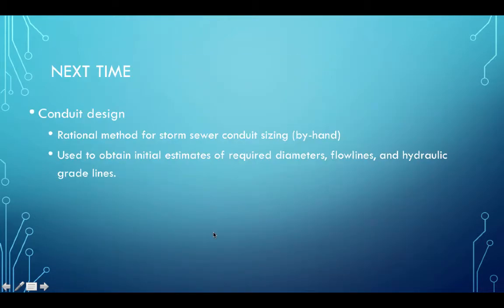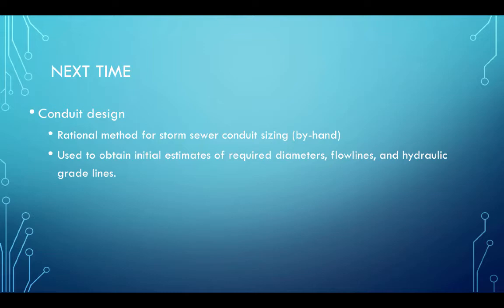And next time we're going to discuss the rational method for storm sewer conduit sizing. I call it a by hand method. We'll be using Excel to handle the arithmetic, but it is literally by hand. And don't be too deceived by the Excel spreadsheet. It makes it look like it's automatable, but there's a lot of designer interaction to work through these spreadsheets.